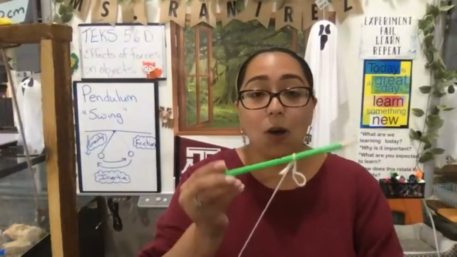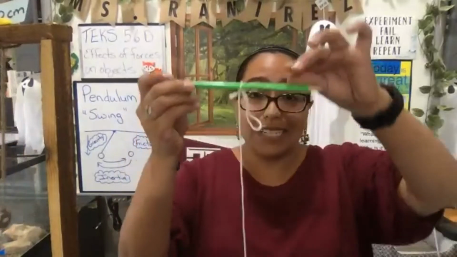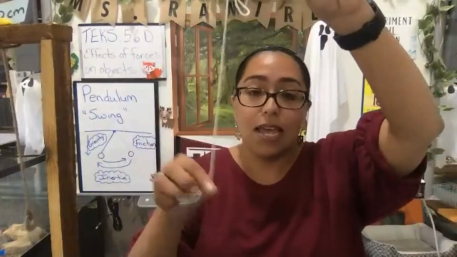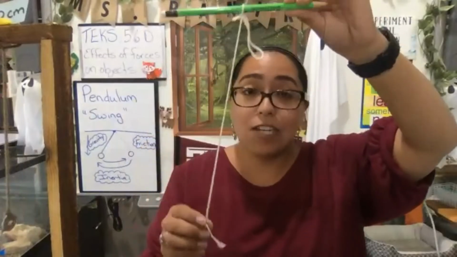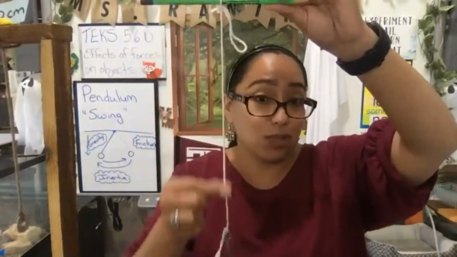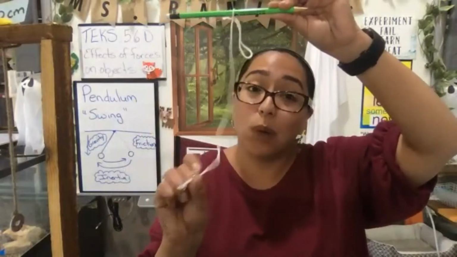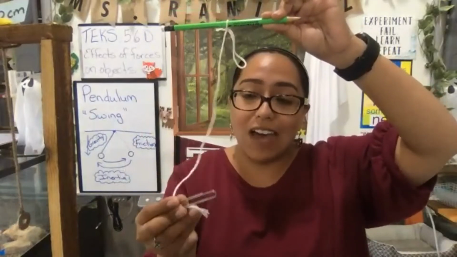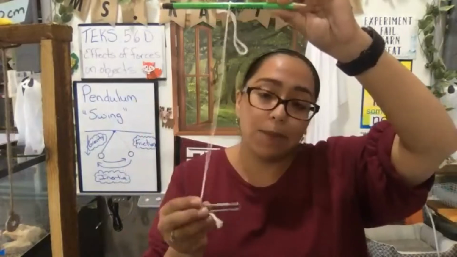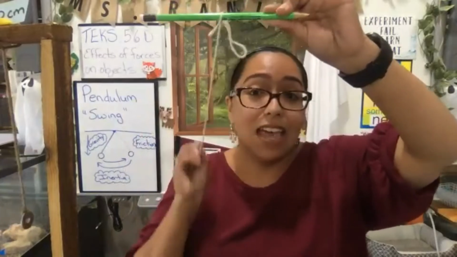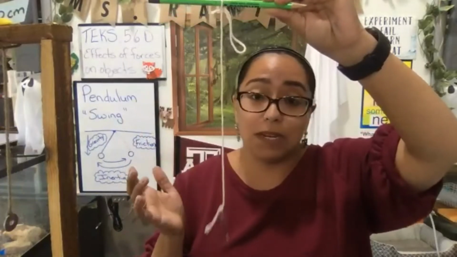And to do this at home, you can make your own pendulum. All you need is a pencil, a piece of string, and then maybe a paper clip. And you guys can experiment with different string lengths. You can also see how your pendulum is affected by different weights at the bottom. So right now I have a very light paper clip, but what happens if you were to tie something heavy and go ahead and start the swinging experiment again?